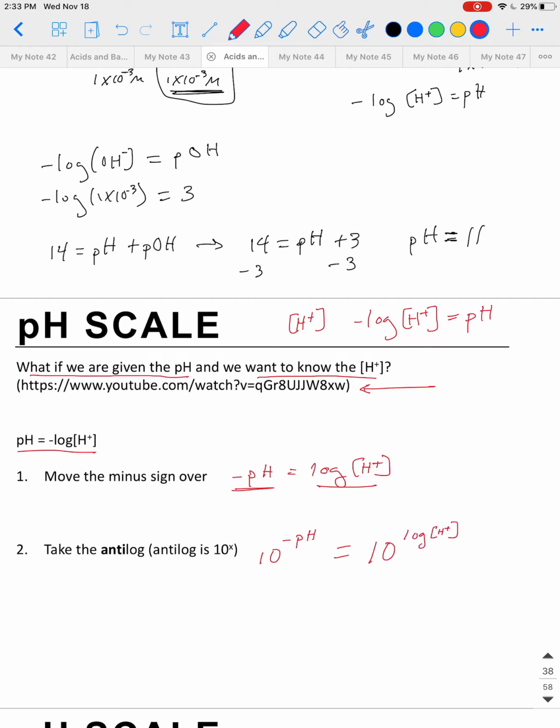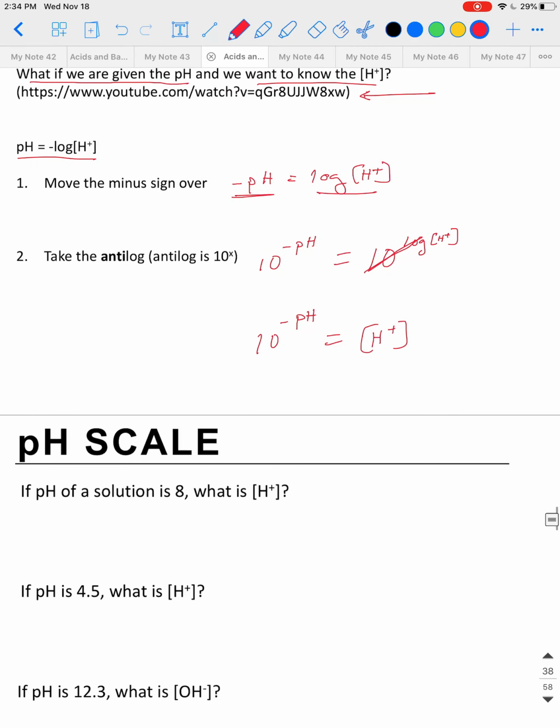And so what we have is 10 raised to the power of negative pH is equal to, now the 10 and the log cancel each other, an antilog undoes a log, so we're just left with the concentration of H+. So if you want to find the concentration of H+, you plug in the pH as an exponent, make it negative, and do 10 to the power of that, and that gives you the concentration of H+. So let's practice doing that.